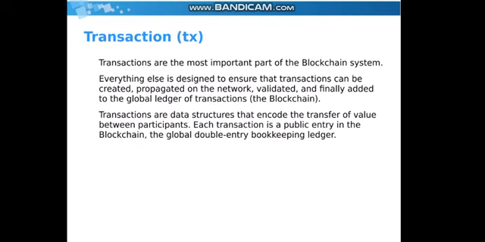Transactions are data structures that encode the transfer of value between participants. Each transaction is a public entry in the blockchain, the global double entry bookkeeping ledger. This is the transaction of blockchain technology.